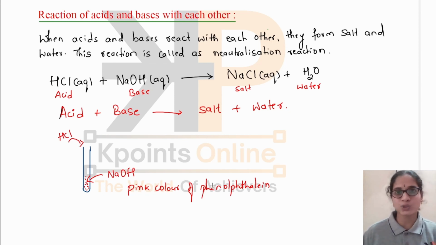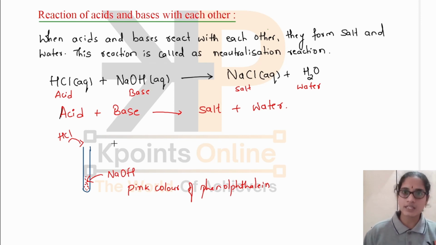It will show colorless because there is no base here, as all the base is consumed in the neutralization reaction. Here HCl has nullified the effect of sodium hydroxide and sodium hydroxide has nullified the effect of HCl. So it shows colorless. Then again add some sodium hydroxide to it and check the color. It will show the reappearance of a pink color, because we have added base to it. So this shows that acid and base nullify the effect of each other.